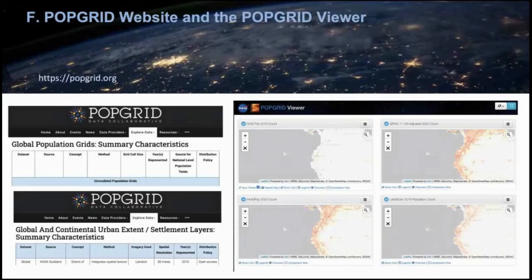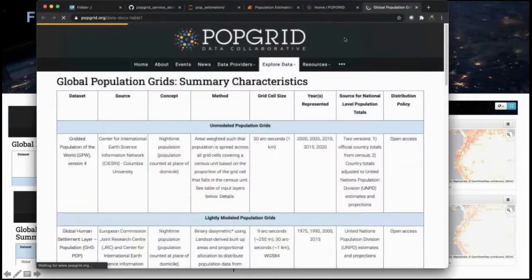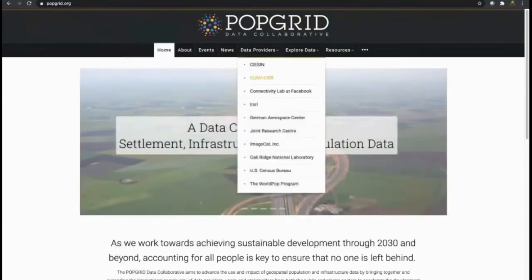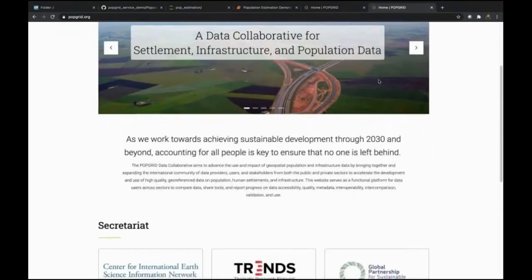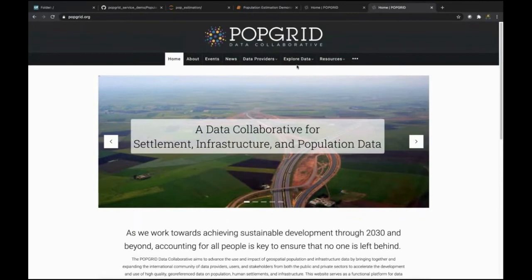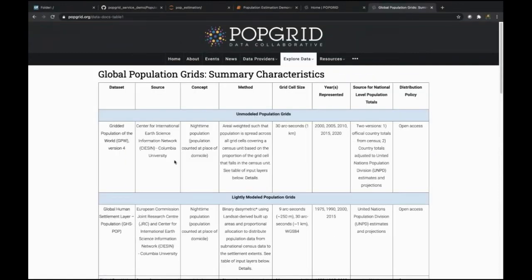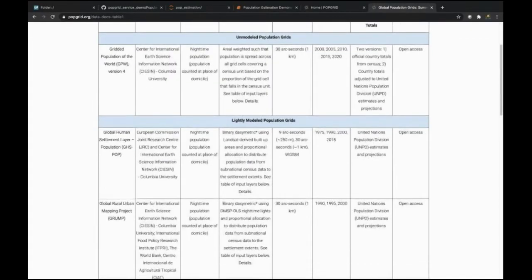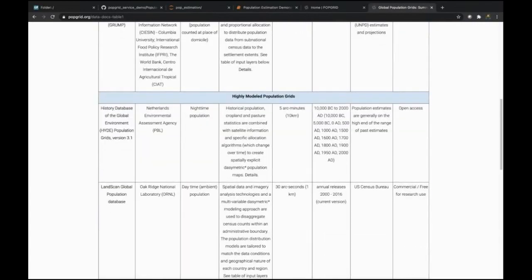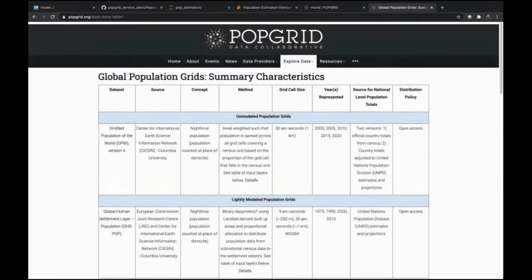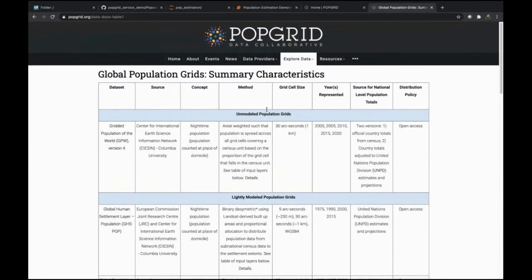Now I wanted to do a quick tour of the website and POPGRID Viewer. So if you go to the POPGRID website, I'm going to full screen this here and go home, we're going to see that there's an overview of the project, but I think most important is this Explore Data tab. And we'll start looking at global population characteristics. We can see something similar to the table I had in PowerPoint, but with much more detail. You've got information on each of the gridded population data sets available for global data.